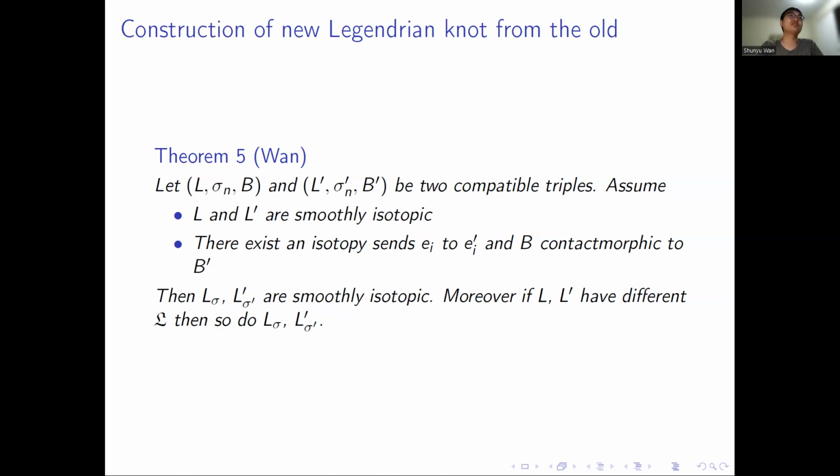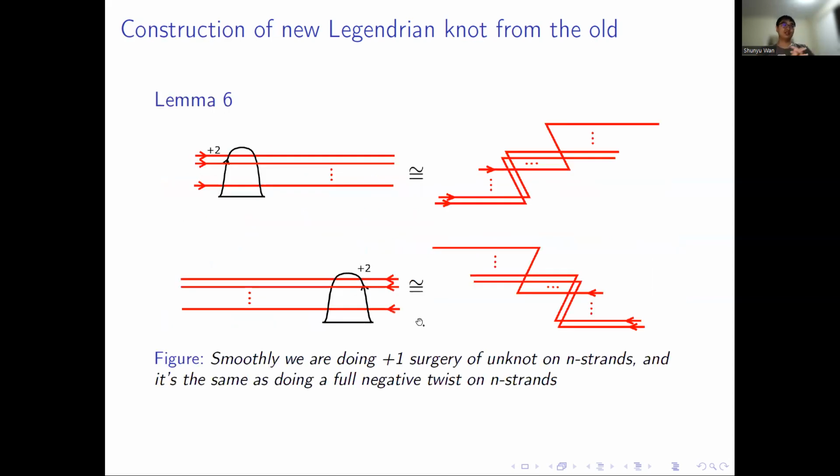To prove this theorem, I need the following lemma. This is Lemma 6. Lemma 6 says if you consider those parallel oriented arcs and you do a +2 contact surgery on this, maybe I'll call it a meridian or not, then the resulting one is this parallel push-off of the negative stabilized arc. And the same for the other orientation.